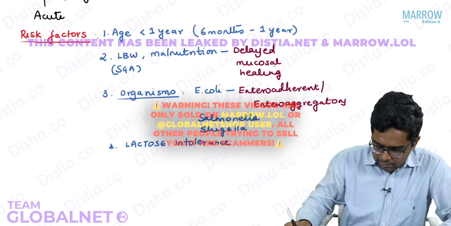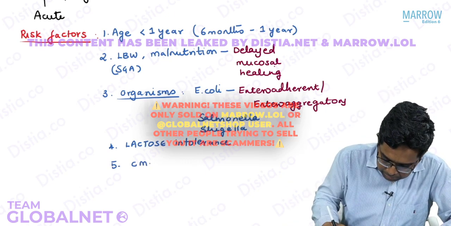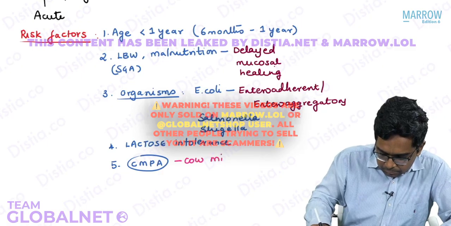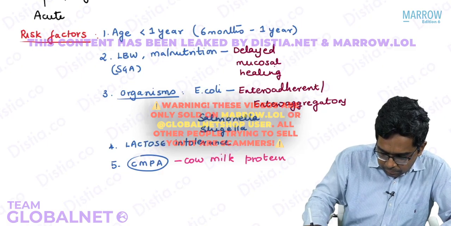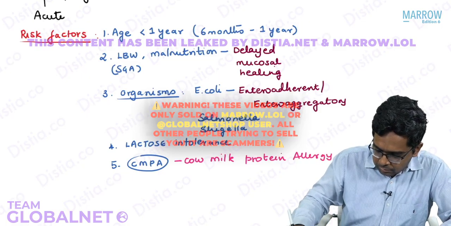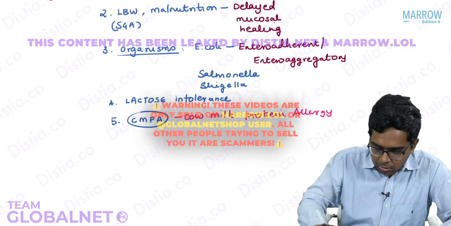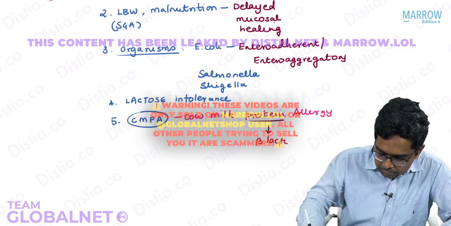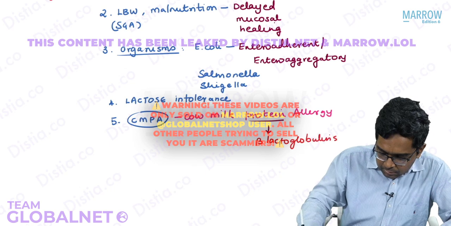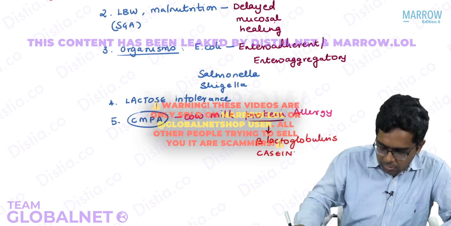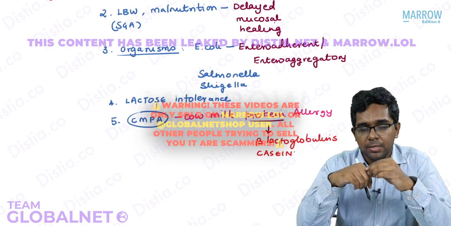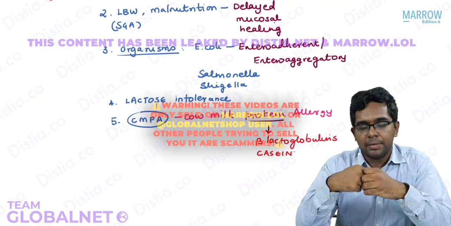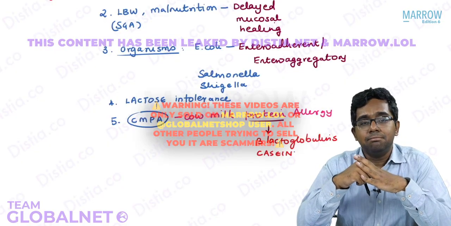The last important risk factor is an important condition called as CMPA. What is that? It stands for cow milk protein allergy. As you can infer from the name, it is due to allergy caused by the cow milk proteins. The common proteins which are implicated in this condition include beta lactoglobulins as well as the casein. So the child who is having allergy to these proteins can develop cow milk protein allergy, and that results in unusually prolonged or persistent diarrhea. These are the important risk factors for the development of persistent diarrhea in children.